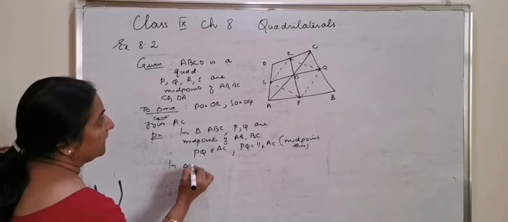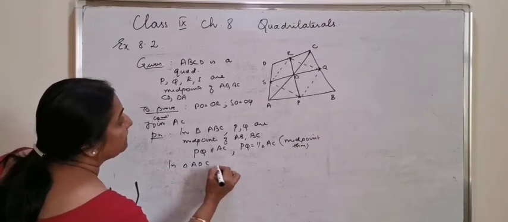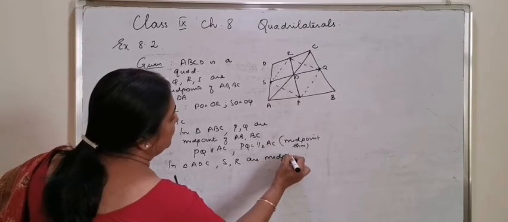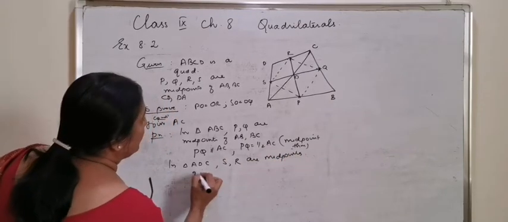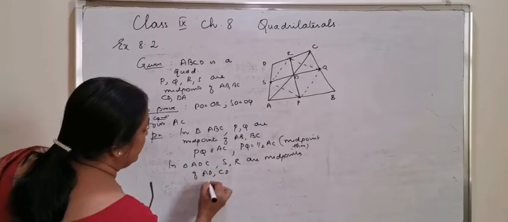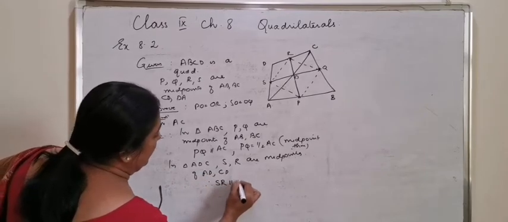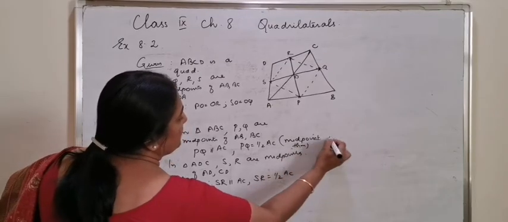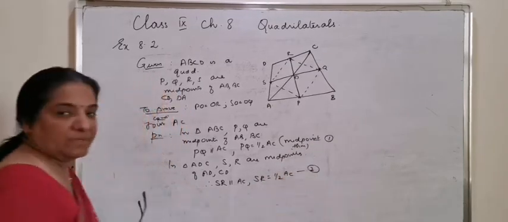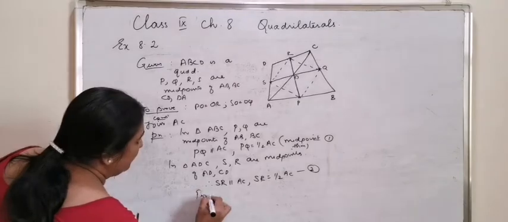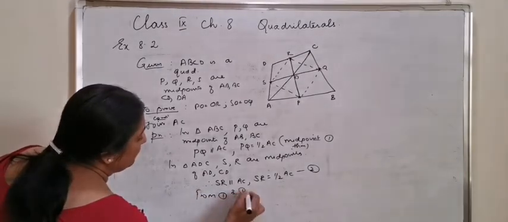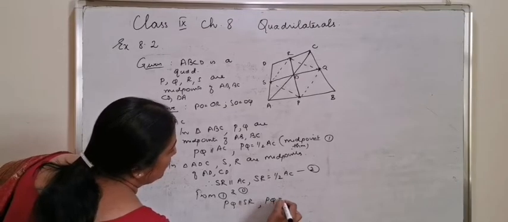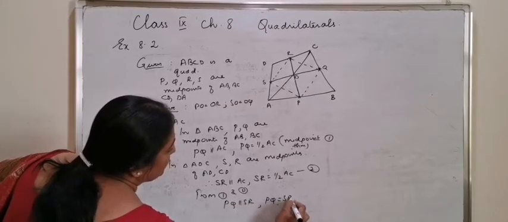Similarly, in triangle ADC, S and R are midpoints of AD and CD. Therefore, SR is parallel to AC, SR is equal to half AC. This is equation number 1. Equation number 2. From 1 and 2, PQ is parallel to SR, PQ is equal to SR.